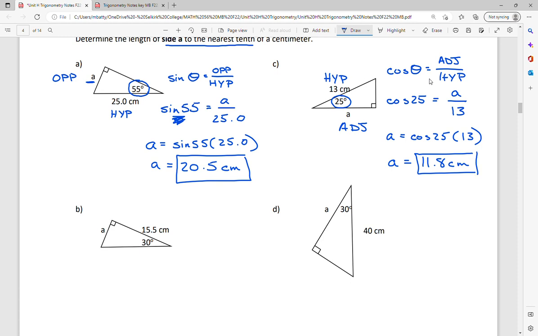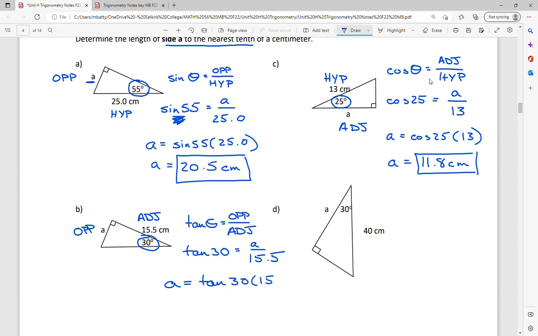Keep going. I always label my triangles. Decide on my trig ratio. Sub in what I know. Make it so it's something I can put into my calculator. And then do that work on my calculator. So tan 30 times 15.5, rounding that to 1 decimal place, I get 8.9 centimeters on my calculator.